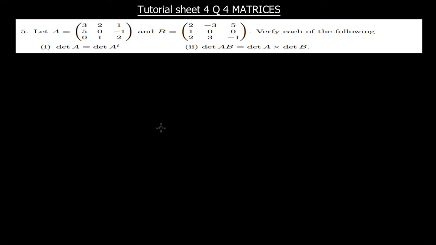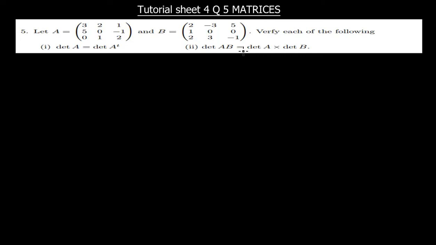Hi everyone, so this is question 5 from the tutorial sheet. The question says let A be equal to that and B be equal to that matrix, and the question is saying verify each of the following: that the determinant of A is equal to the determinant of A transpose, and the second part is that the determinant of AB is equal to the determinant of A times the determinant of B.